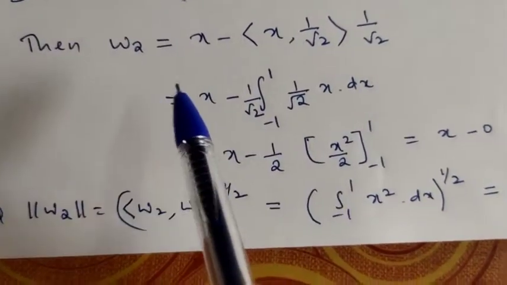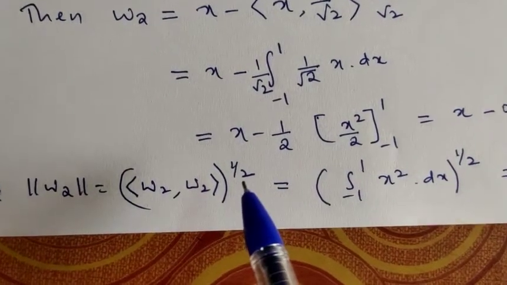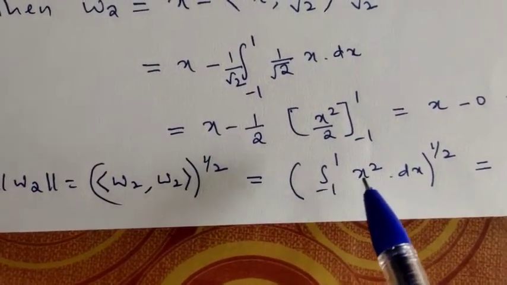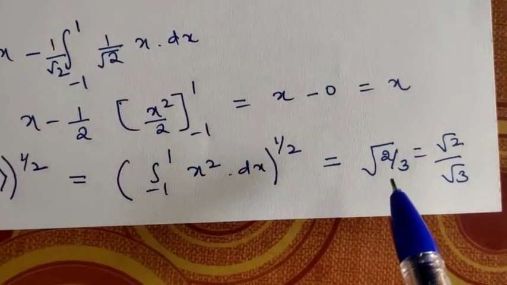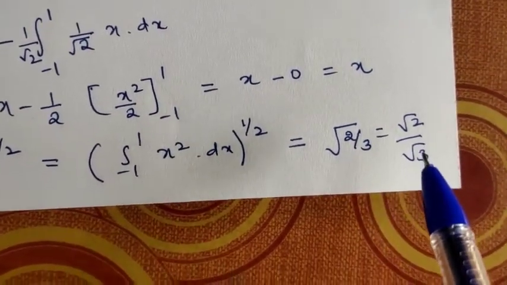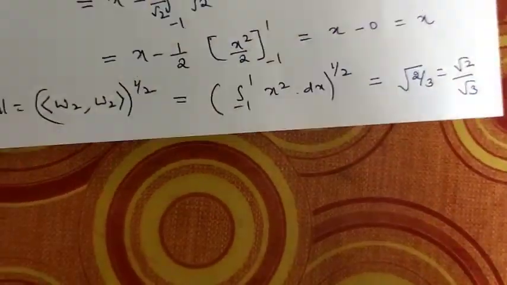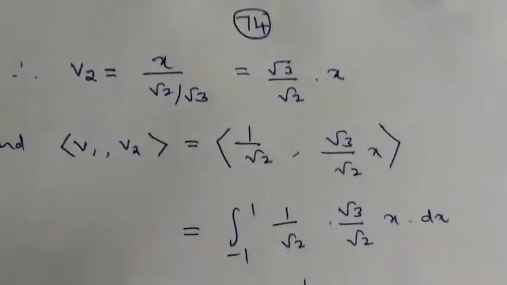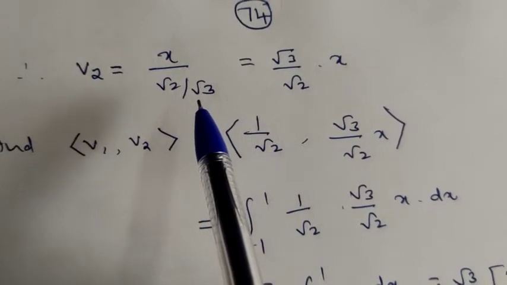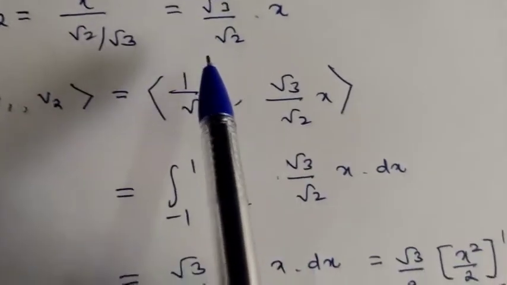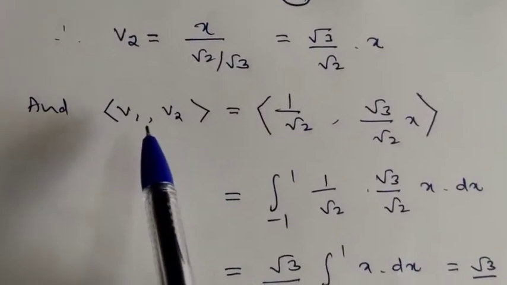Therefore, w2 is x. And norm of w2 is the inner product of w2 comma w2, whole power of 1 by 2, that's equal to the integral from -1 to 1 of x into x square dx, power of 1 by 2. Applying limits, you can see that the value is root of 2 by 3, or root 2 by root 3. So norm of w2 is root 2 by root 3. Therefore, v2 becomes w2 by norm of w2, which is x by root 2 by root 3, or root 3 by root 2 times x.